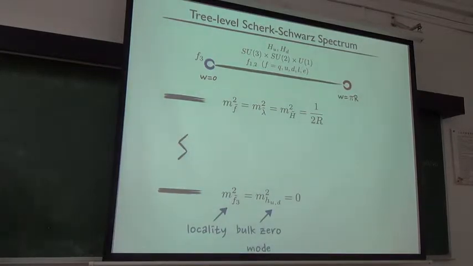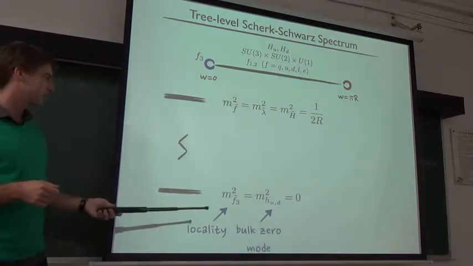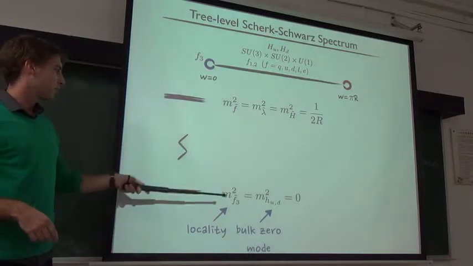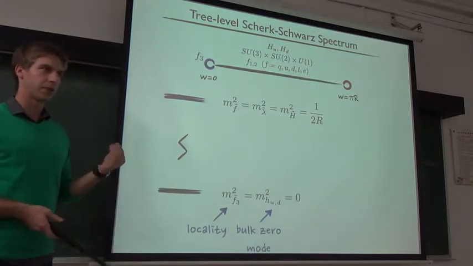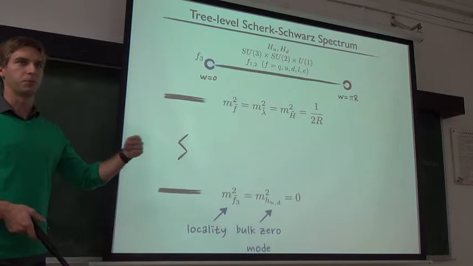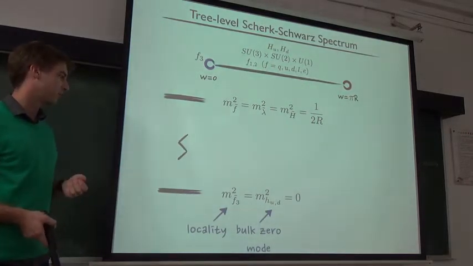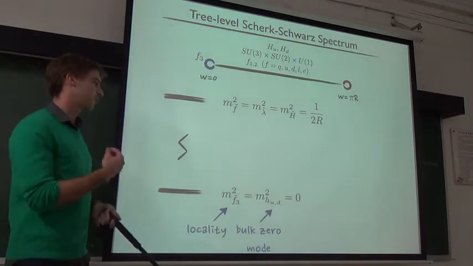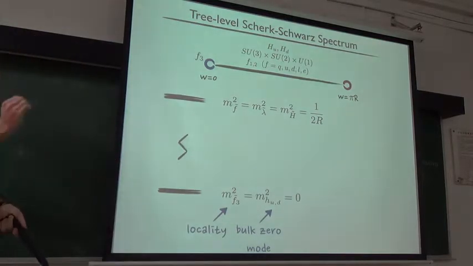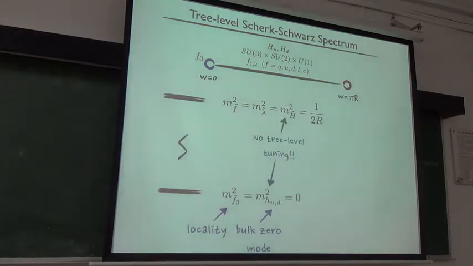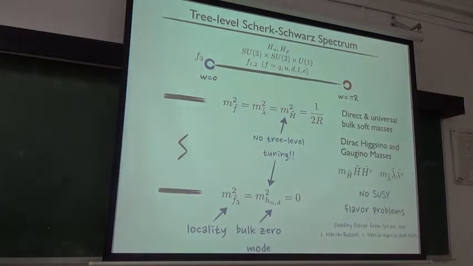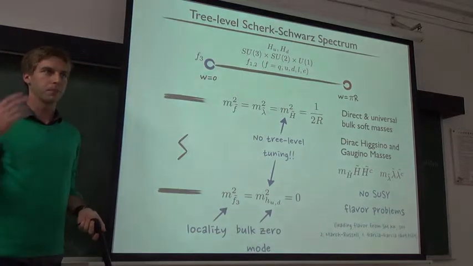Right, and there's two different mechanisms protecting these things. Because the third generation is localized on the brane, so it doesn't propagate in the Susy breaking dimension, that's what protects its mass at tree level. And the Higgs is protected because I've chosen boundary conditions that give it a 0 mode.